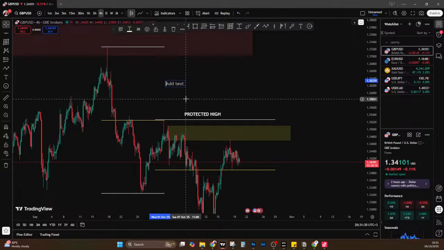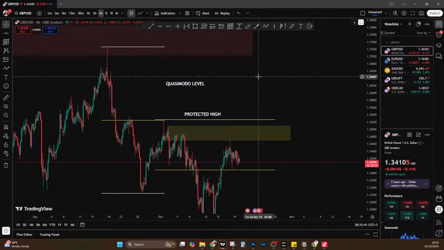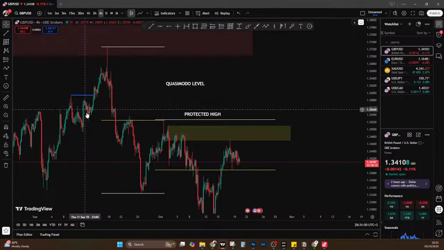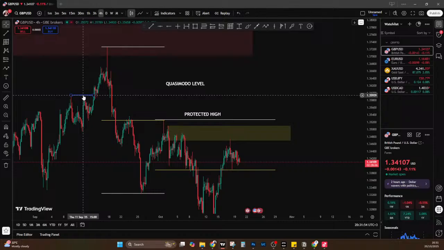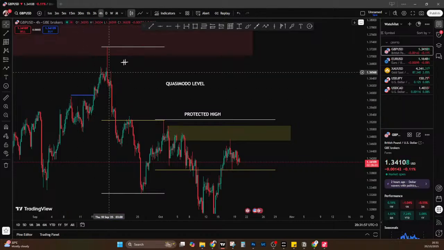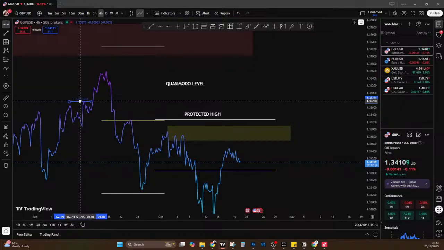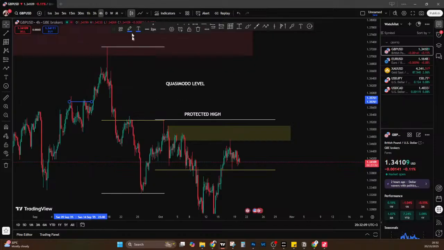Someone is asking what is QML level. So you'll know the people that did not come to my class. QML level is Quasimodo level. And what we said Quasimodo level is where we have the stop hand, like this was the last break of market structure going up or going down. That is what we call Quasimodo. And you check Quasimodo using the line chart like that. So you will bring this one maybe around here. That is how you know the Quasimodo level.